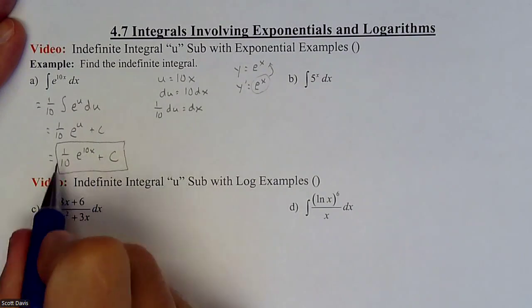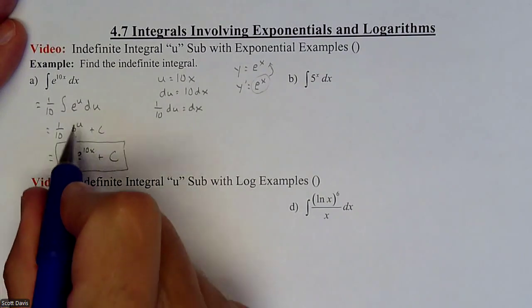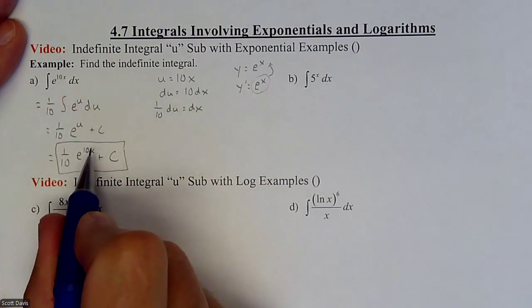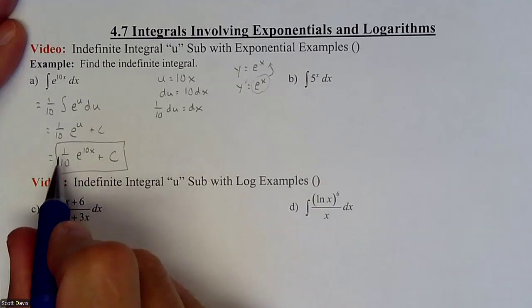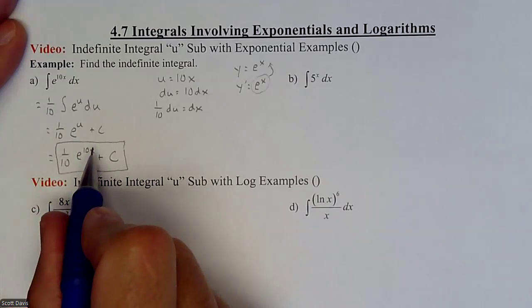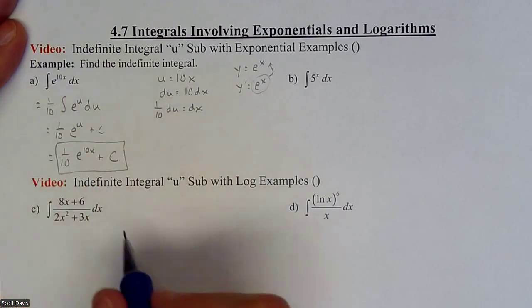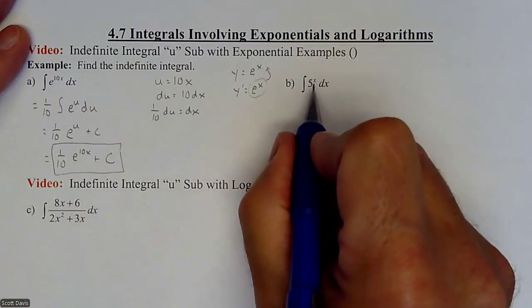So if you need to double check it, if you do the derivative of this, the derivative of this would be itself, and then times the chain rule piece. The 10x is going to get multiplied down with the derivative of 10x is 10. It's going to be multiplied with the 1/10, and it's going to cancel it away. This one's a little bit different.